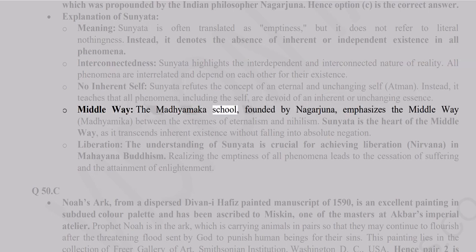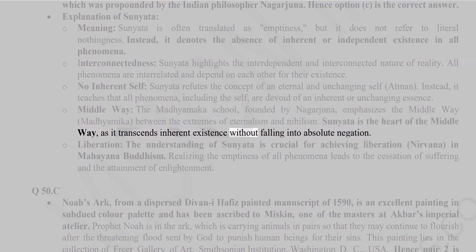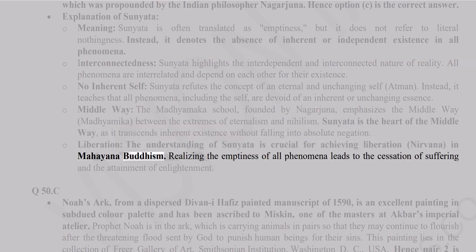Middle way. The Madhyamaka school, founded by Nagarjuna, emphasizes the middle way, Madhyamaka, between the extremes of eternalism and nihilism. Sunyata is the heart of the middle way, as it transcends inherent existence without falling into absolute negation. Liberation. The understanding of Sunyata is crucial for achieving liberation, nirvana, in Mahayana Buddhism. Realizing the emptiness of all phenomena leads to the cessation of suffering and the attainment of enlightenment.